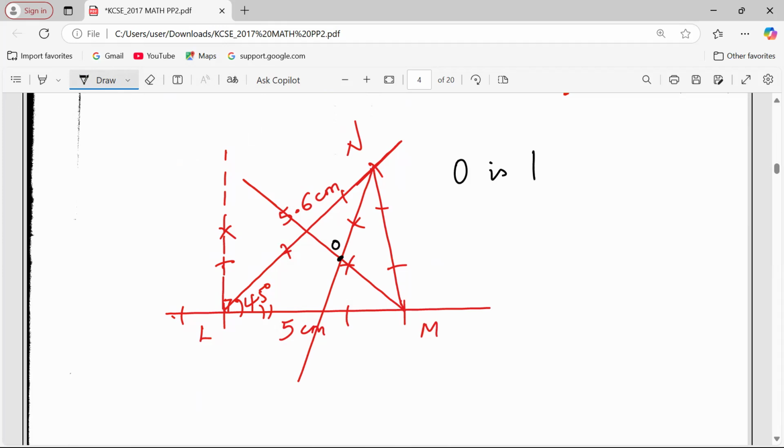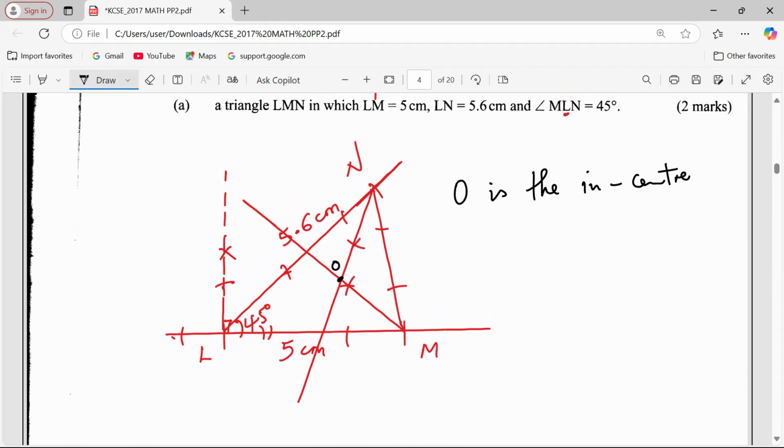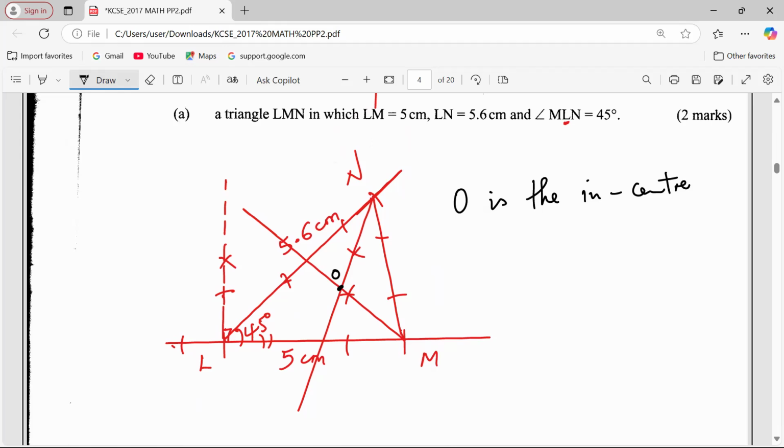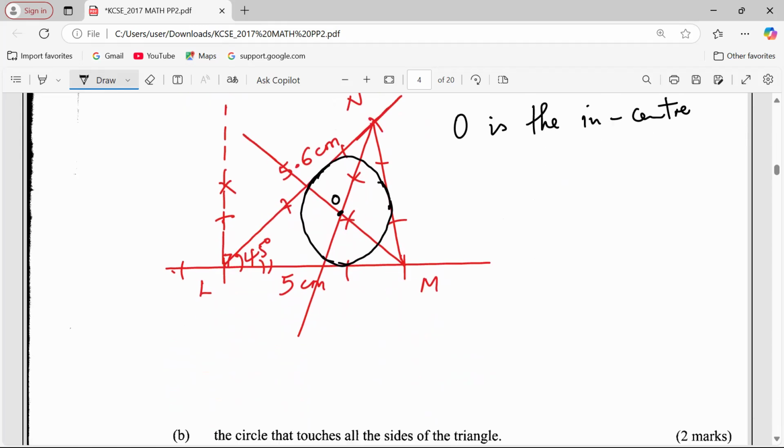So O is the in center. In case we were having a circle that touches the vertices, we would have bisected lines. So after getting the in center now, you use it to draw a circle, which will touch at this point, this point, this point, and you just connect that way. So that is how simply you will get the circle.